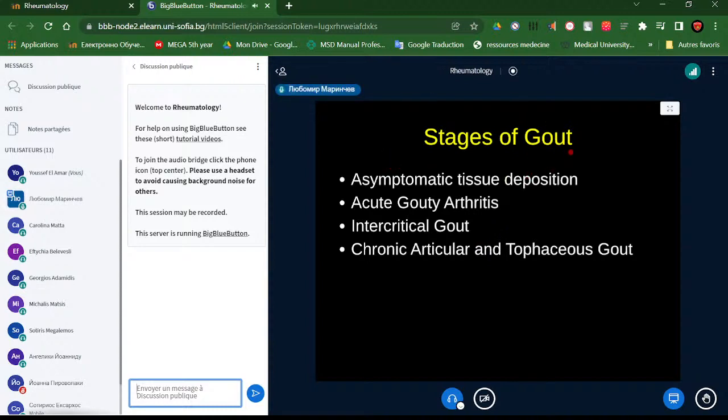It is well known that gout has 4 stages. The first one is asymptomatic tissue deposition. The second one is acute gouty arthritis. The third one is intercritical gout. This is the period between the crises. And the fourth, the most severe, is chronic articular and tophaceous gout.